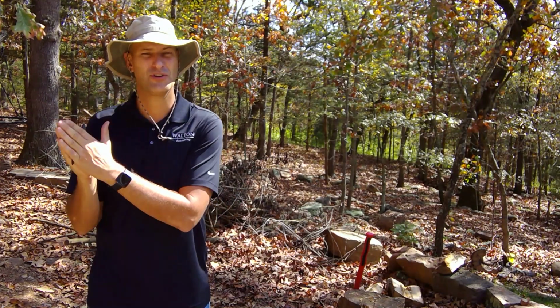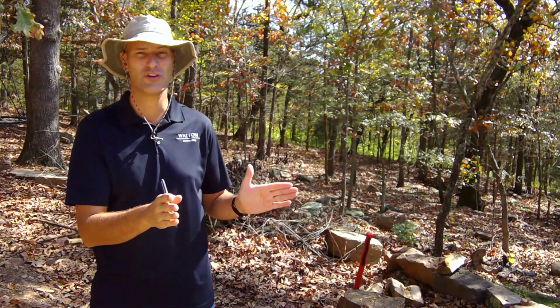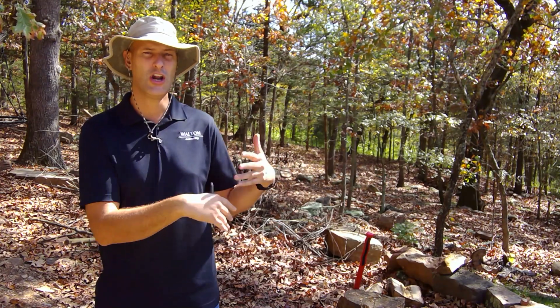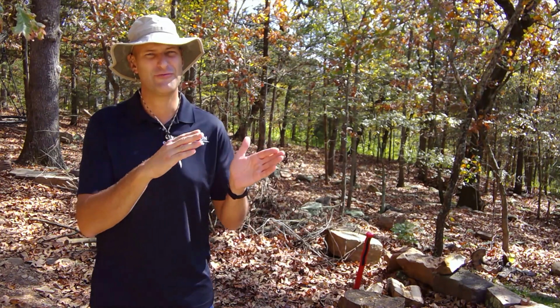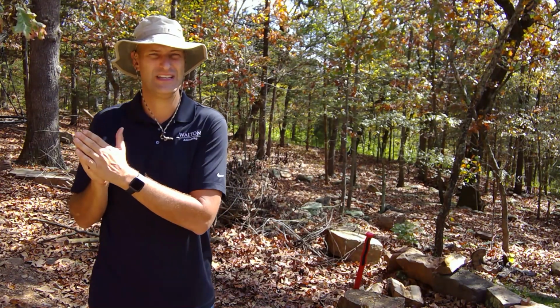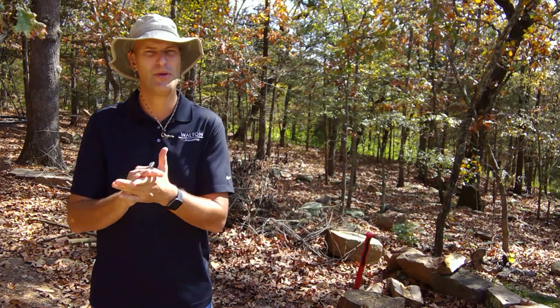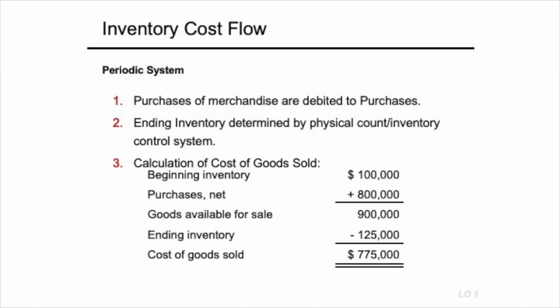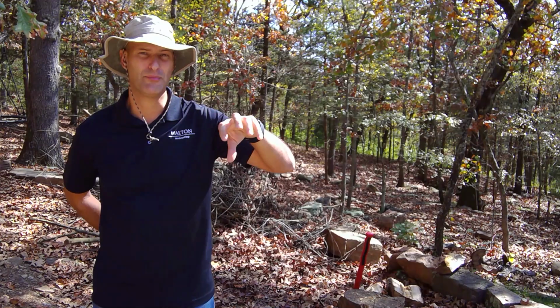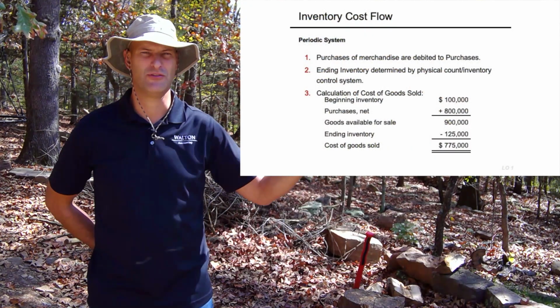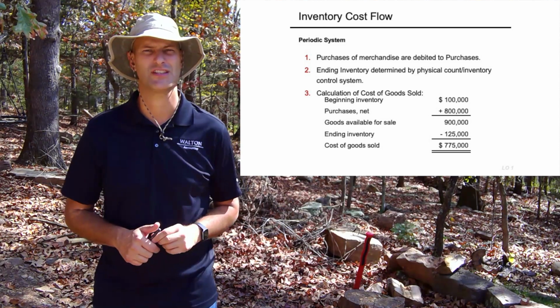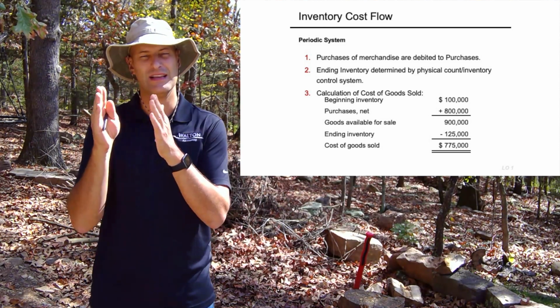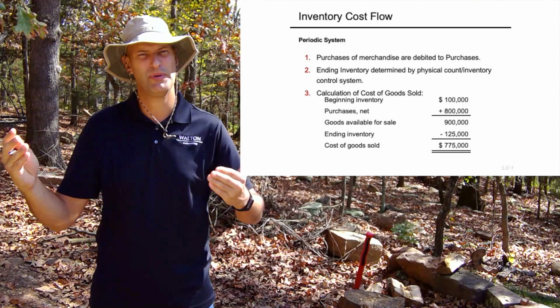From an accounting perspective, they have an inventory control system that tracks inventory on a perpetual basis, but that's different than a perpetual accounting inventory system. So in the periodic system, we add a purchases account. When we buy goods, we debit purchases and credit accounts payable, for instance. All of our purchases sit in this purchases account during the period.